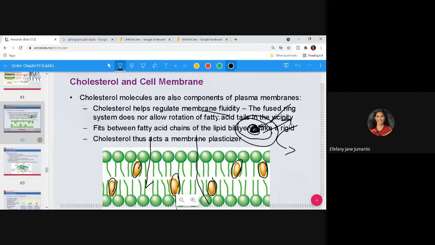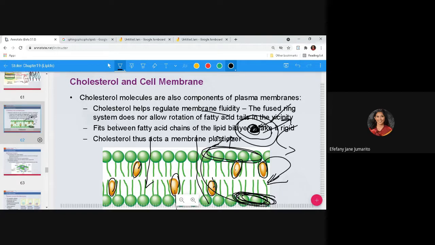Cholesterol helps regulate membrane fluidity. So the fused ring system does not allow rotation of fatty acid tails in the vicinity. Because of the cholesterols, the phospholipids do not change places, whether facing inside the cell or facing outside to the surroundings. The cholesterol regulates this so that they don't interchange. So the cholesterol does the task of keeping them from interchanging.